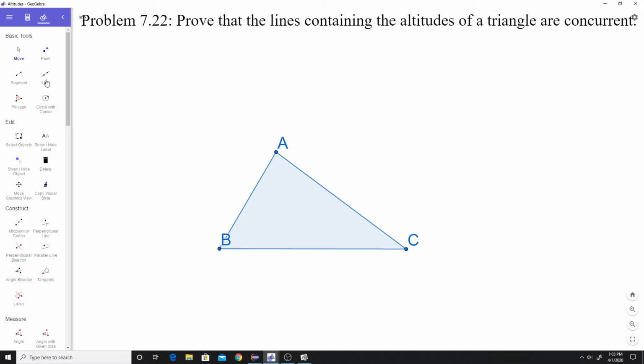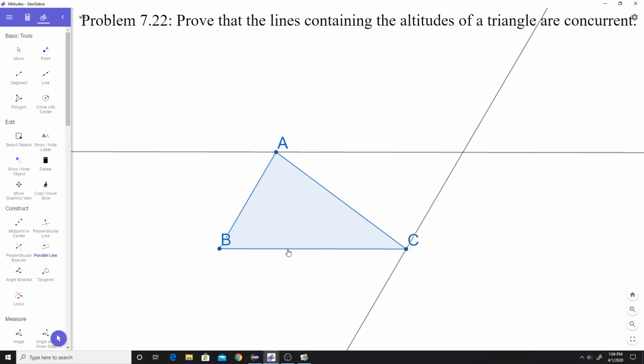So what I'm going to do is draw some parallel lines. I'm going to draw the line parallel to AB at the point C. That would be right there, and parallel like that. And then I'm going to draw the parallel lines for the rest of the sides. So I want the parallel line through A parallel to BC, and I want the parallel line through B parallel to AC. And now I've got this nice diagram going on here.